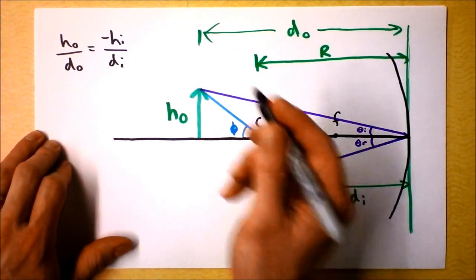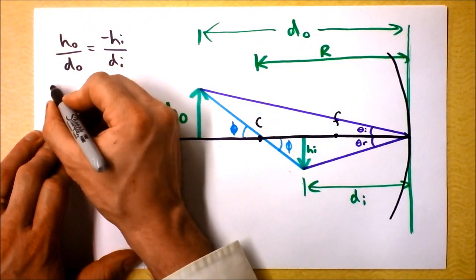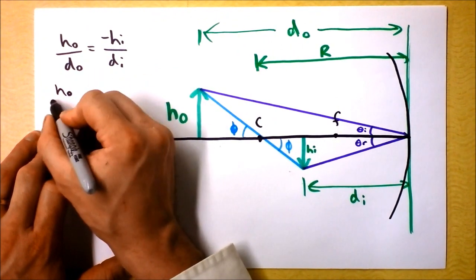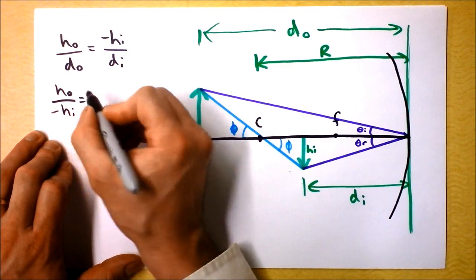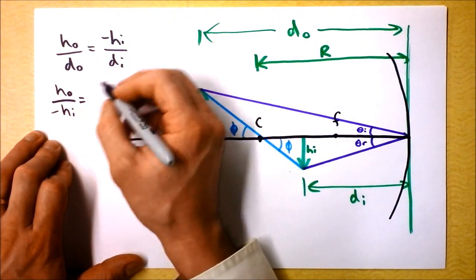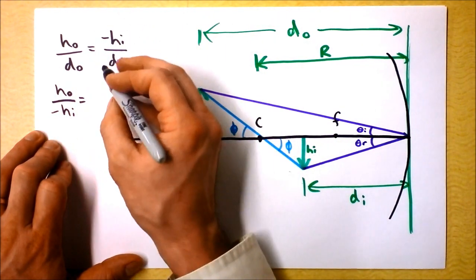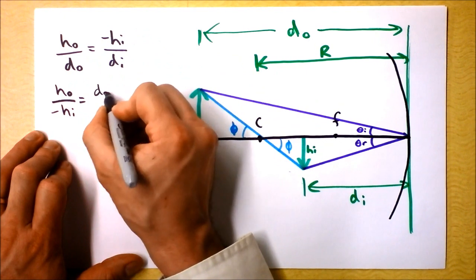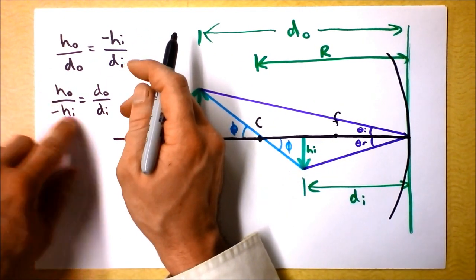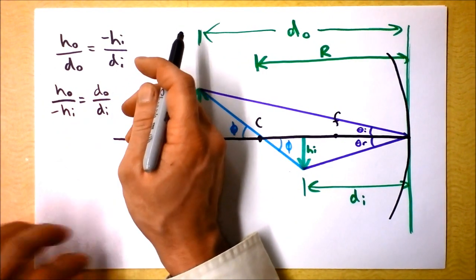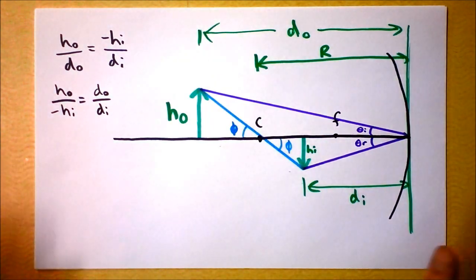Now, I'm going to change it around just a little bit. So instead, it says h object divided by negative h image. Cross multiplication and simplification, I don't know what they call that. I'm doing something fun. And then I'm going to say this is d_o over d_i. h_o over h_i is d_o over d_i. Pronounce it as you like.